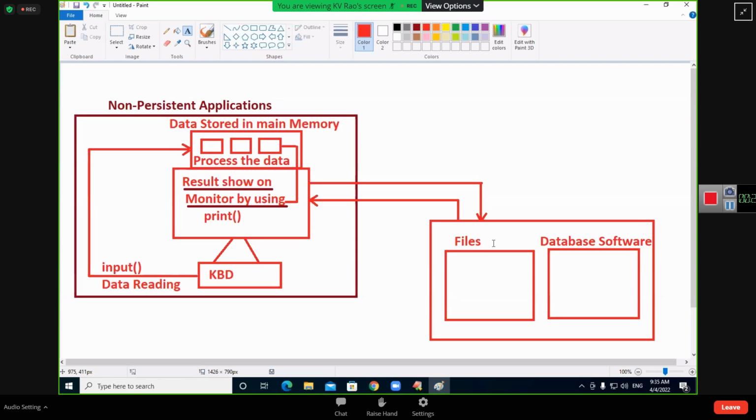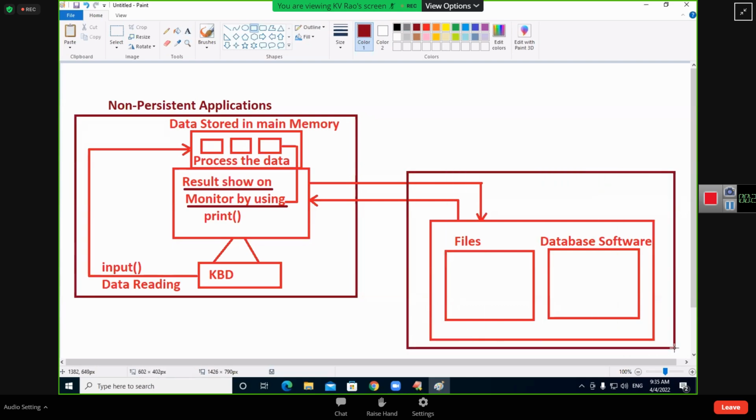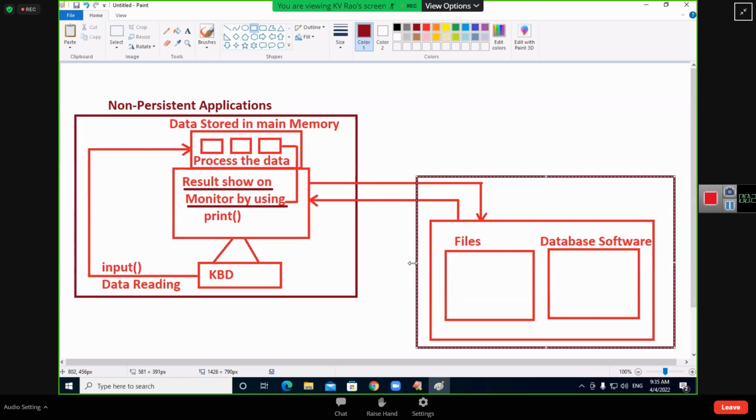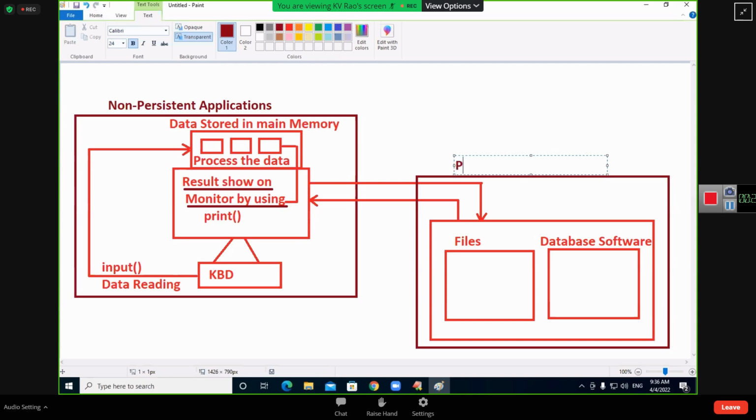Database software. So dear students, I'm going to give a conclusion. Which programming am I going to write? I'm going to write it when my Python program is interacting with the files or what? Database software. I'm going to give you the clarity on this area. I'm going to store my data either in the form of files or in the form of database. This is known as which type of applications? Persistent applications we can call.